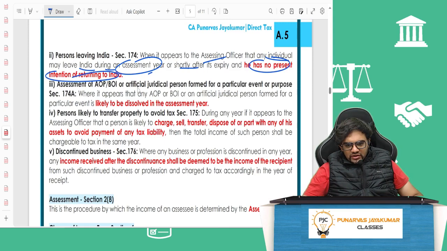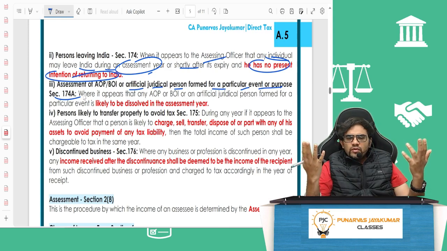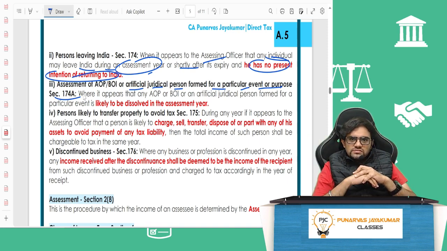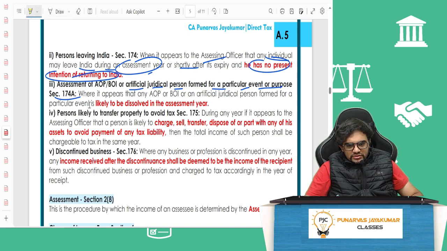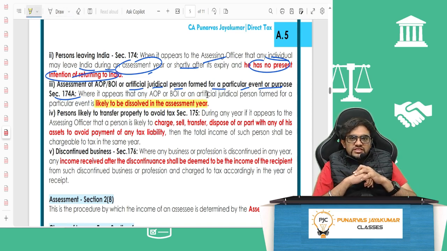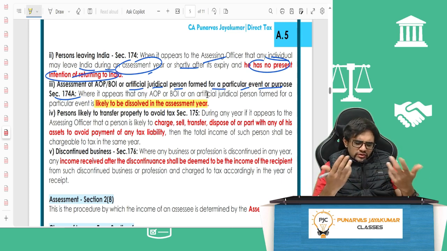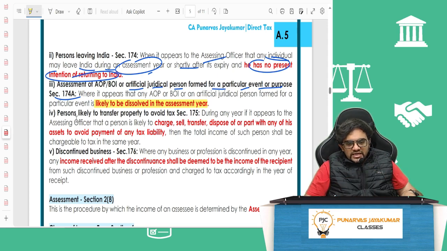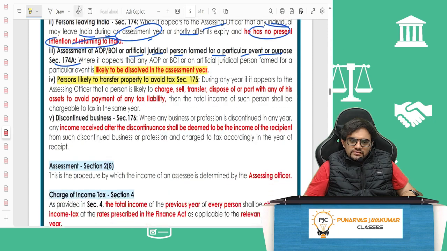Assessment of AOP, BOI or artificial juridical person formed for a particular event or purpose. Third one. So I create one AOP to celebrate the New Year. Have birthday bash, New Year bash, Christmas bash, all bashes. We nicely enjoy. That's it. It appears to the AO that any AOP or BOI or artificial juridical person formed for a particular event is likely to be dissolved in the assessment year. So birthday bash over, New Year bash over, then I'm dissolving the firm. I made some 20 lakhs profit. Yes, that year only they will assess. Nothing doing.